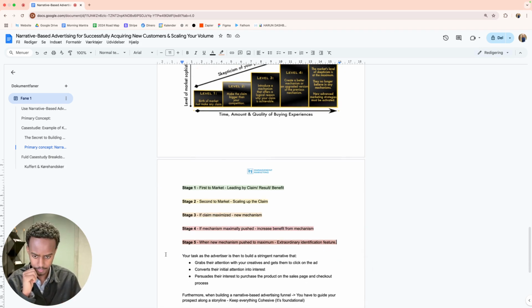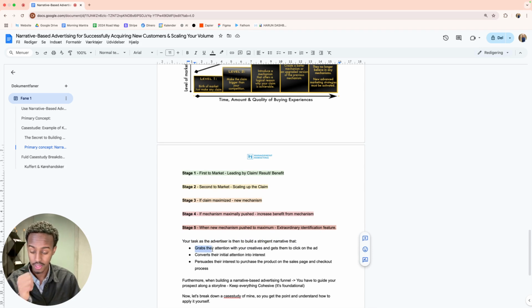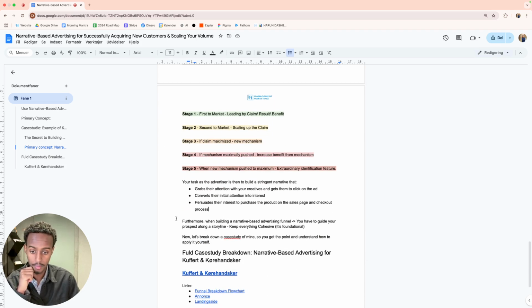And when you understand that, it's essentially your task as an advertiser to build a stringent narrative that first and foremost grabs your target audience's attention with your creatives and gets them to click on the ad, converts their initial attention into interest, and after that persuades their interest to essentially purchase the product on the sales page and checkout process. Now, furthermore, when building a narrative based advertising funnel, you have to guide your prospect along a storyline where everything is kept cohesive, and that is foundational.